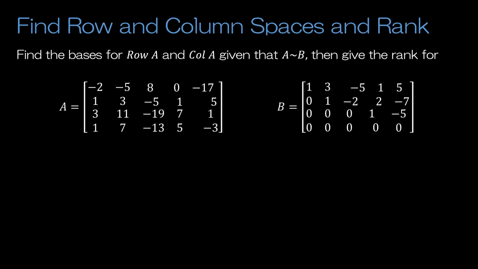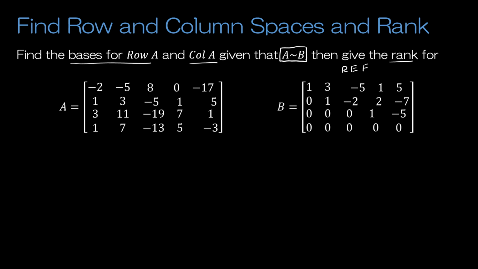Here's a question for you to try on your own, and really the point of this question is not for you to do the row operations, because I've given you that A is equivalent to B, and B I've already written in row echelon form for you. So what I want you to do is to just know, how do I find the basis for row A, how do I find the basis for column A, and how do I determine the rank? So once you've done those 3 things, press play to see how you did.